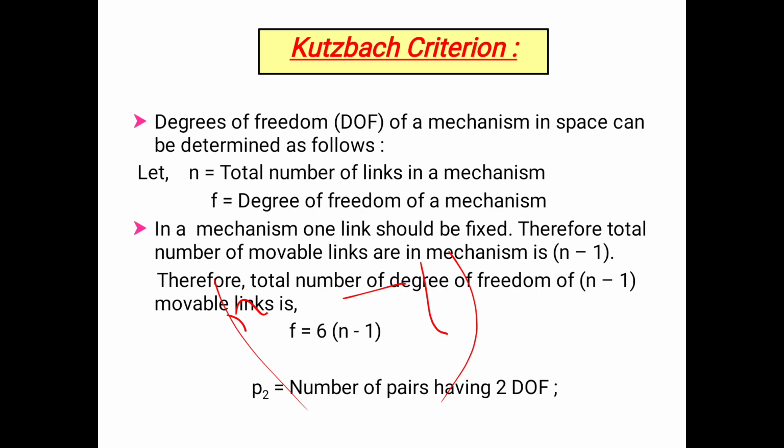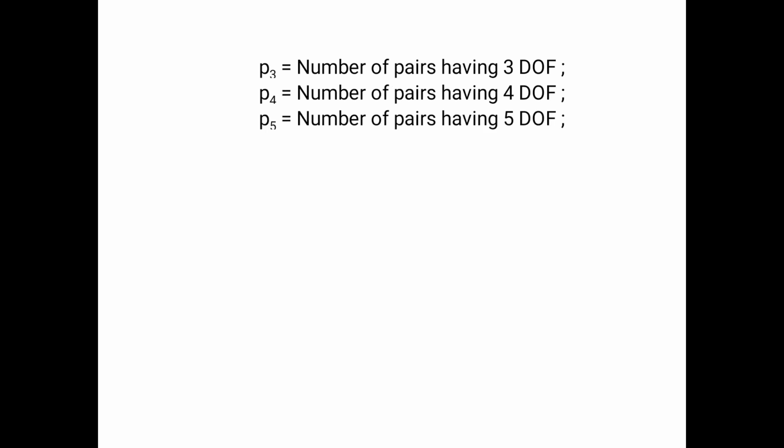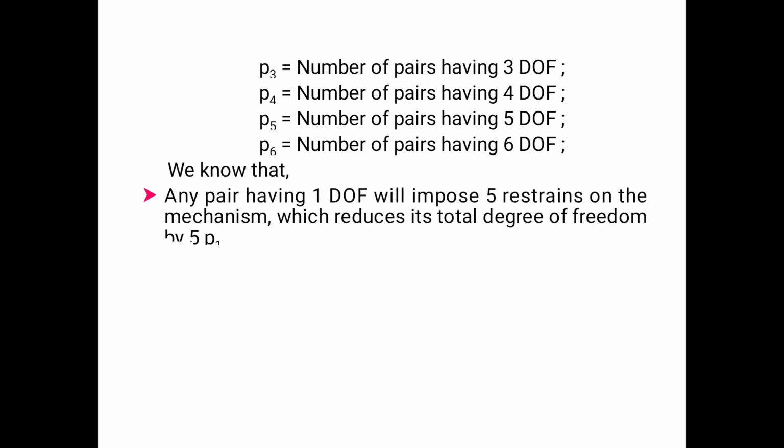So for space, the degree of freedom will be 6 and minus 1. And let P1 be the number of pairs having 1 degree of freedom, and P2 the number of pairs having 2 degrees of freedom. Similarly P3, P4 and P5, and P6 having 6 degrees of freedom.